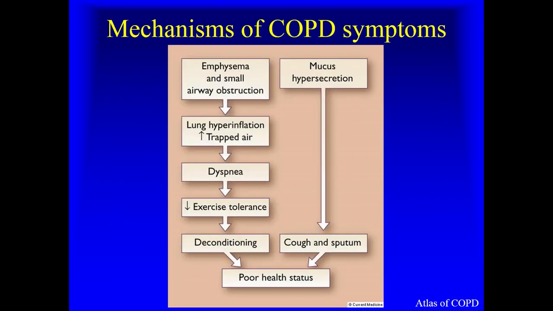So how do these lead to symptoms? The emphysema and small airway obstruction lead to lung hyperinflation and air trapping, which causes dyspnea, especially with exercise, reducing the patient's exercise tolerance, which leads to deconditioning in a vicious cycle. Mucus hypersecretion leads to symptoms of cough and sputum, and both the decreased exercise tolerance, the cough and sputum, and deconditioning all lead to poor health status and symptoms in the patient.